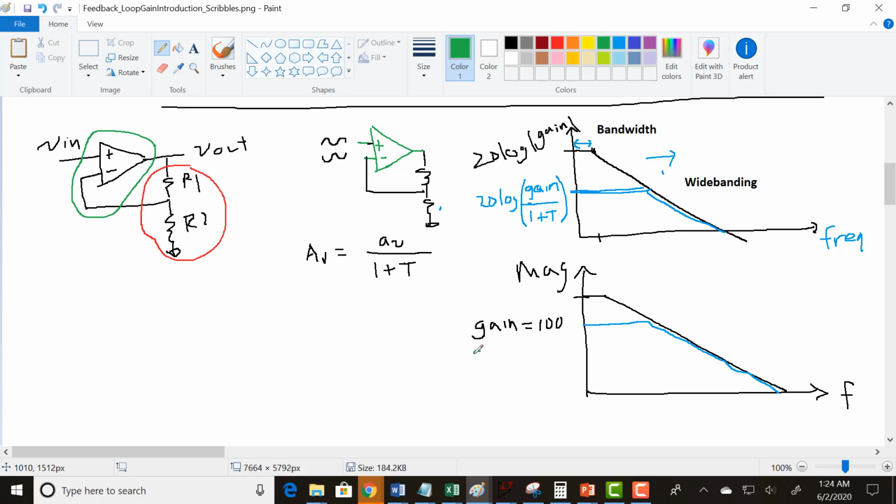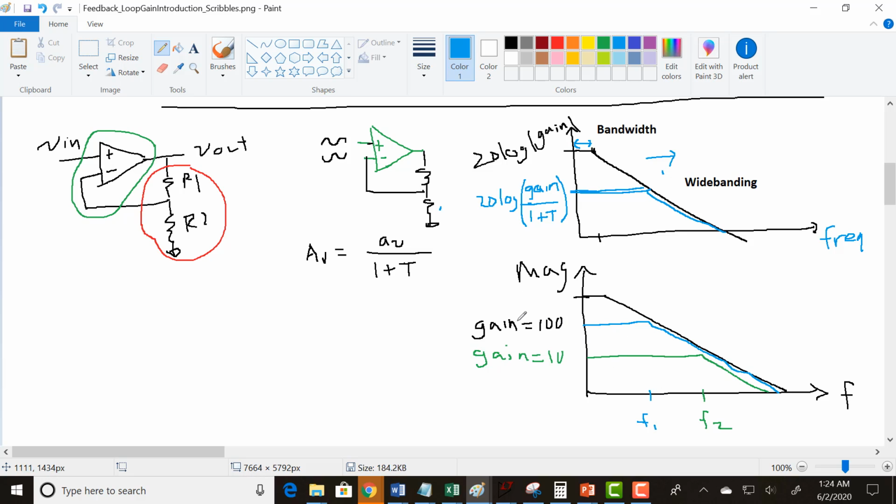Let's say you have a gain of 10. Now that gain is lower, so you're going to get a wider band. I'm going to go down here. But let's look at this. So that's your F2 for the gain of 10, and then this is your F1 for the gain of 100. Okay, so let's look at this.